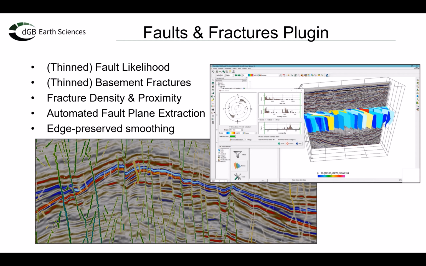Then we have a number of attributes which are also quite useful for fracture analysis. Two of them are fracture density and fracture proximity. We have automated fault plane extraction tools, and we have a very powerful edge preserving smoothing filter.